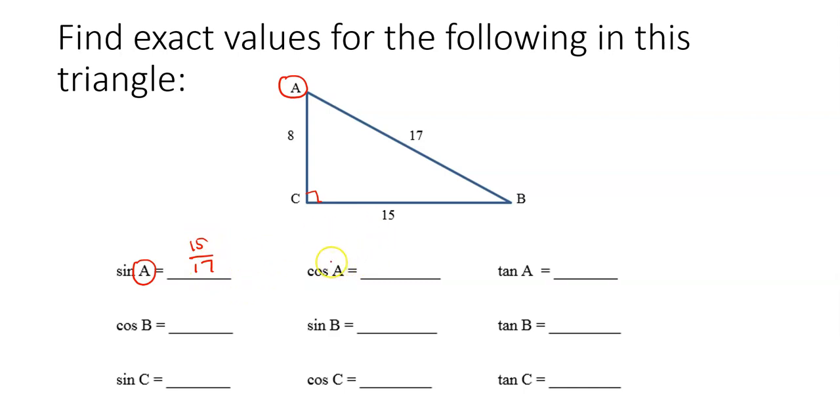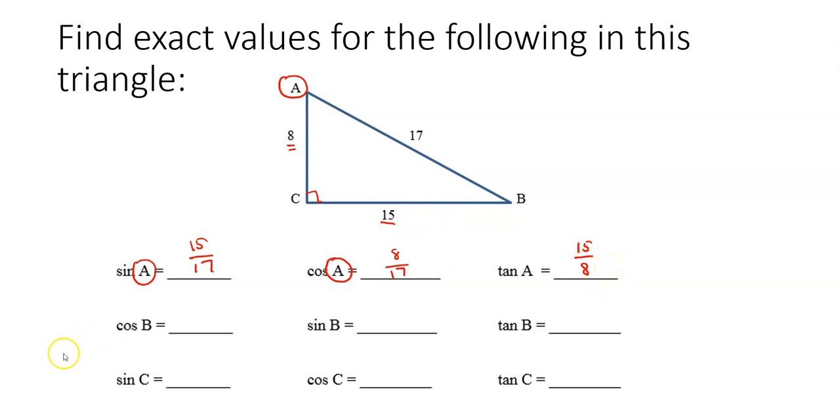What if I want the cosine of angle A? Well, the cosine of angle A is adjacent over hypotenuse. The adjacent side is 8. The hypotenuse is 17. And then tangent, again, we start up here at angle A. Tangent is opposite over adjacent. The opposite side is 15. The adjacent side is 8.